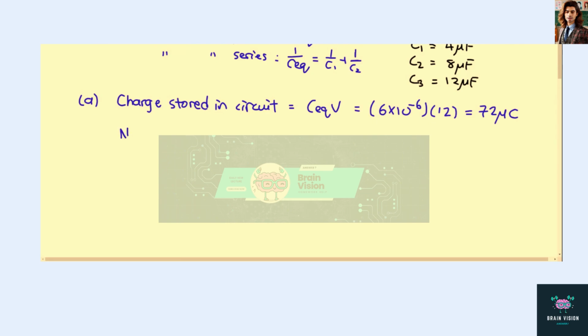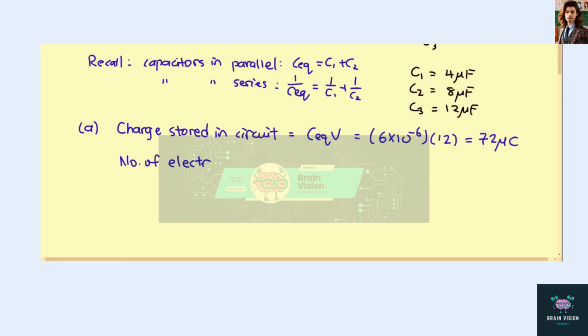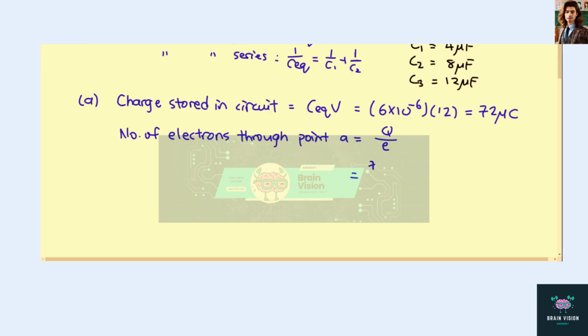Then we can calculate the number of electrons. The charge is 72 microcoulomb, so the number of electrons through point A is Q divided by e. That is 72 times 10 to the negative 6 divided by 1.6 times 10 to the negative 19, which gives 4.5 times 10 to the 14. This is the answer for point A.